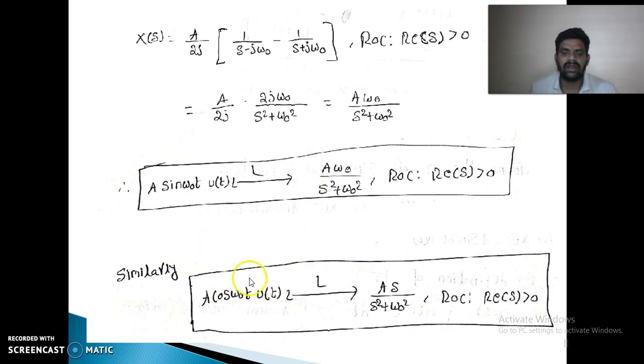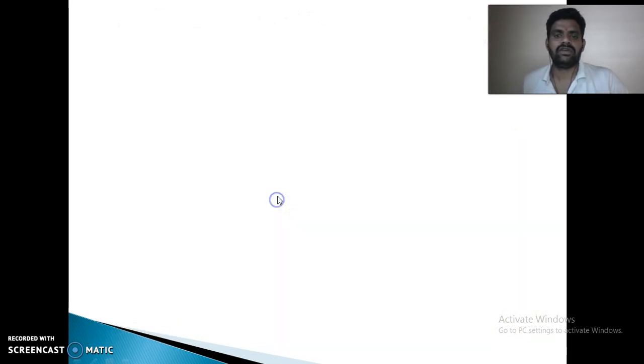Similarly, you can calculate the cos also. So for the cos function, substituting e power j theta plus e power minus j theta by 2, you will have the function A into s divided by s square plus omega square.